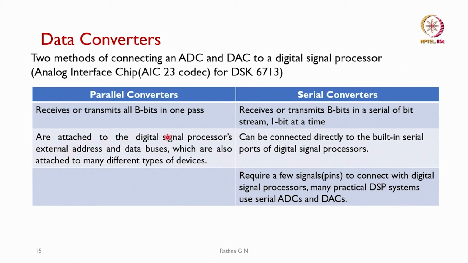These are attached to the digital signal processor's external address and data buses, directly connected to them, which are also attached to many different types of devices. That means many bits are required, or what I call IO pins, to get the input data, and other devices are also using them. So, many IO pins have to be there. Whereas in the case of serial converters, we will be using the built-in serial ports of digital signal processors, and they require only a few signals or pins to connect with our digital signal processor. So, many practical DSP systems use serial ADCs and DACs.